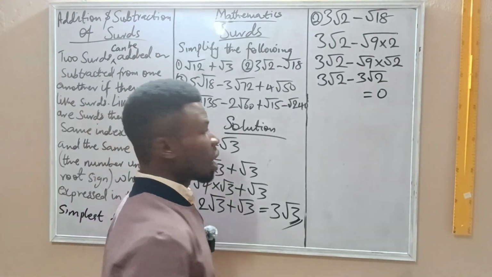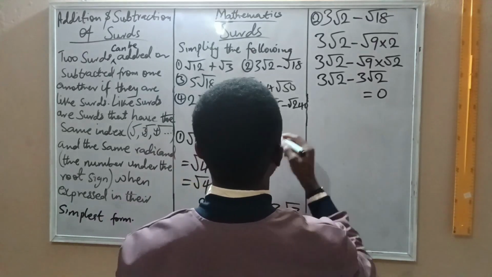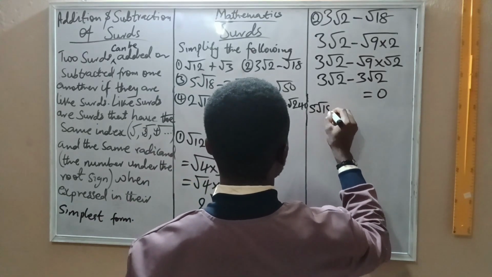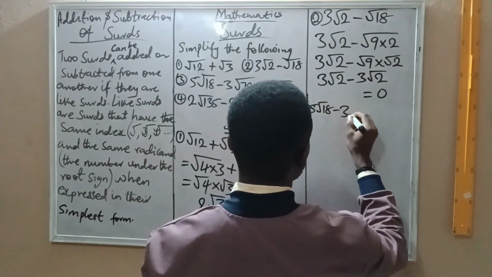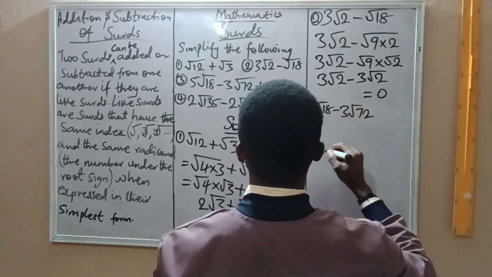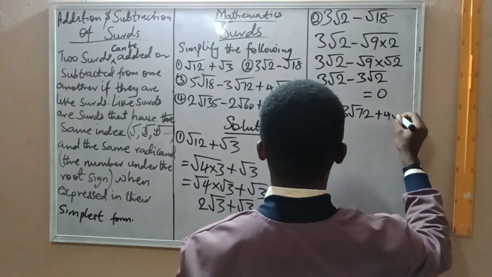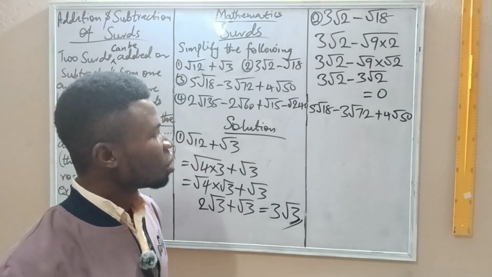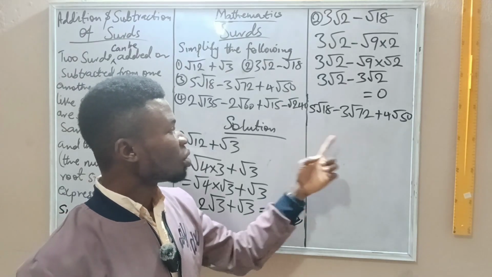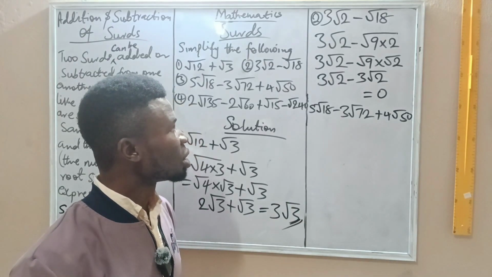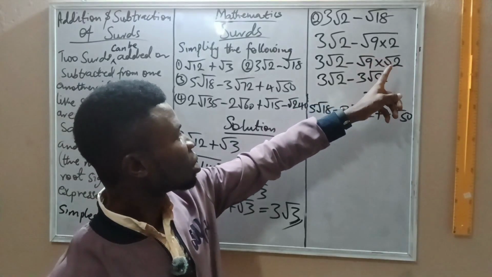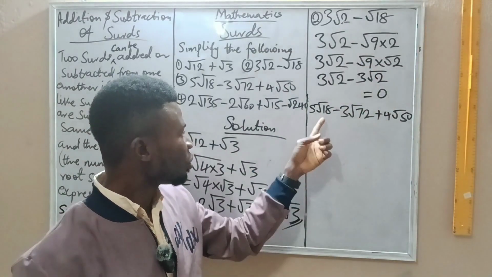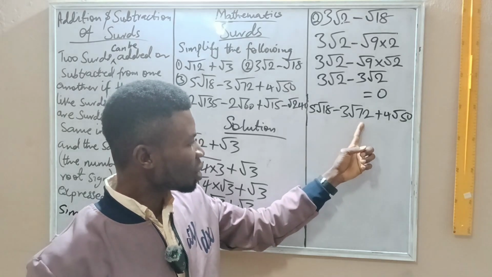Right? Now, the third one says 5√18 − 3√72 + 4√50. Now, looking at this one, notice that there is no clue. What I mean by no clue is, like these ones, we've already seen √2 inside, which cannot be further simplified. But if you look at this one, 18 can further be simplified. The same thing with 72, the same thing with 50.